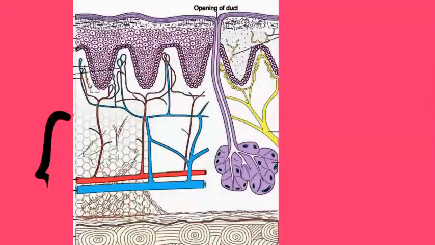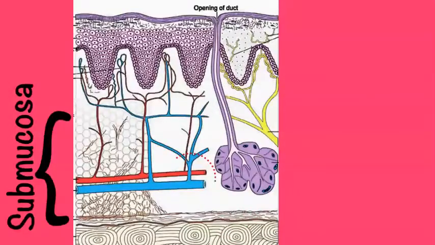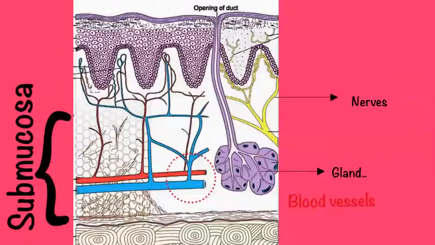The submucosa contains large blood vessels, nerves, and lymphatics. Adipose tissue and minor salivary glands are also seen in the submucosa.